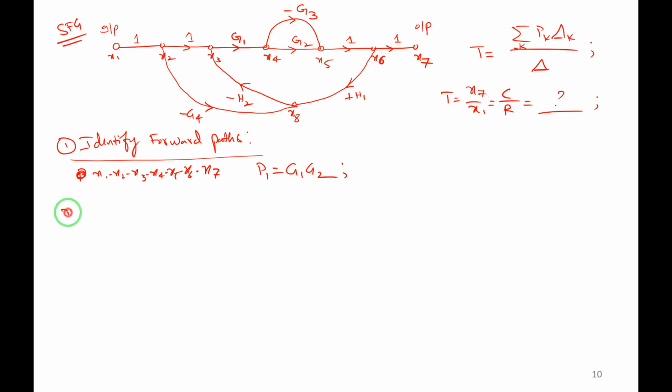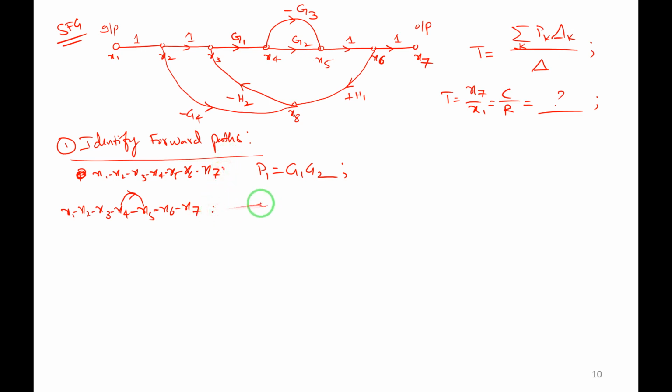So let me show it here. x1 to x2, x2 to x3, x3 to x4. From x4, I am going to x5, but I am jumping. So I will show that jumping here like this. Earlier I had not shown it. The second forward path is x4 to x5, showing the jump like this, then x5 to x6, x6 to x7.